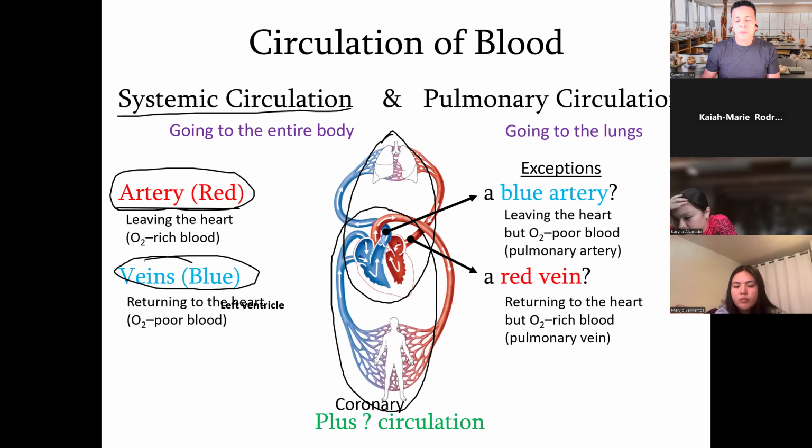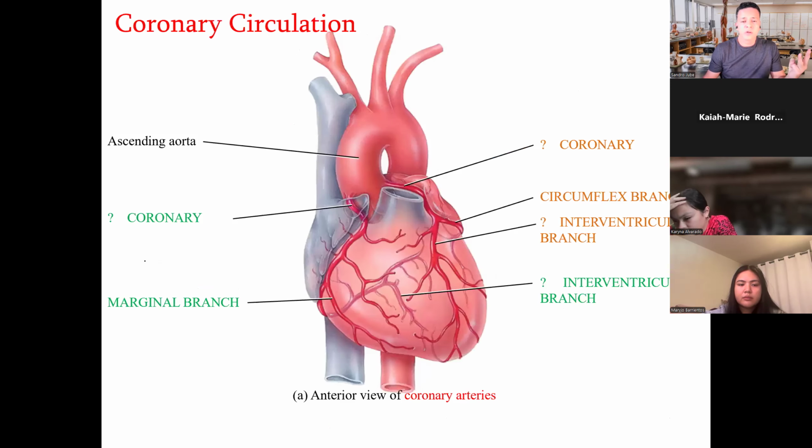Now, let's talk about the coronary circulation. What is the coronary circulation? The coronary circulation is the circulation of blood to the heart walls to feed the cardiac cells with oxygen and nutrients. And we have 6 coronary arteries that you guys need to know for the exam and 3 coronary veins. Guys, this will be in our next lab exam.